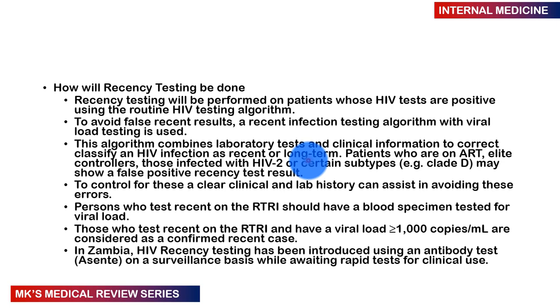To correct this, a clear clinical and laboratory history can assist in avoiding these errors in the results. Persons who test positive for recency with this type of test and have a viral load greater than 1,000 copies are usually considered a confirmed recent case. It means that they acquired this infection in the past 12 months. In Zambia, HIV recency testing has been introduced using an antibody test known as Asante, on a surveillance basis while we await rapid tests for clinical use.